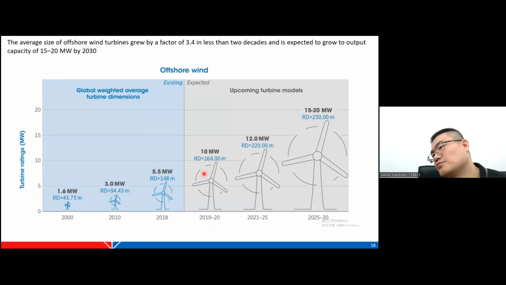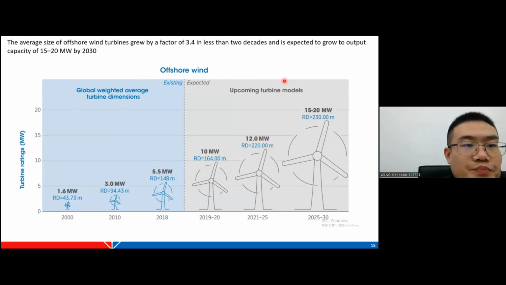The first boom. Offshore wind is already bigger than onshore wind, and we can see we always have a bigger offshore wind than onshore wind because we have larger or better wind speed offshore. As you can see, the average size of the offshore wind turbine grew by a factor of 3.4 in less than 2 decades. That's a huge improvement, huge growth.